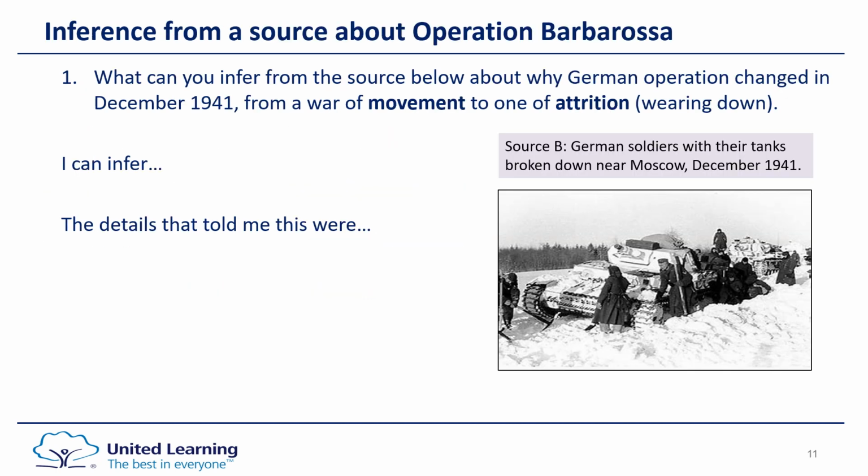Okay, source inference is something that we do in history, isn't it? And we know that we make inferences, which means to read between the lines. So here is a picture similar to the one on the last slide showing a German tank. And the question says, what can you infer from the source about why the German operations changed in December 1941? They stopped it being a war of movement, that blitzkrieg lightning war, to one where it was just about wearing each other down, who could hold out the longest. So complete the sentences here. I can infer, and what the details were in the picture that told you that.